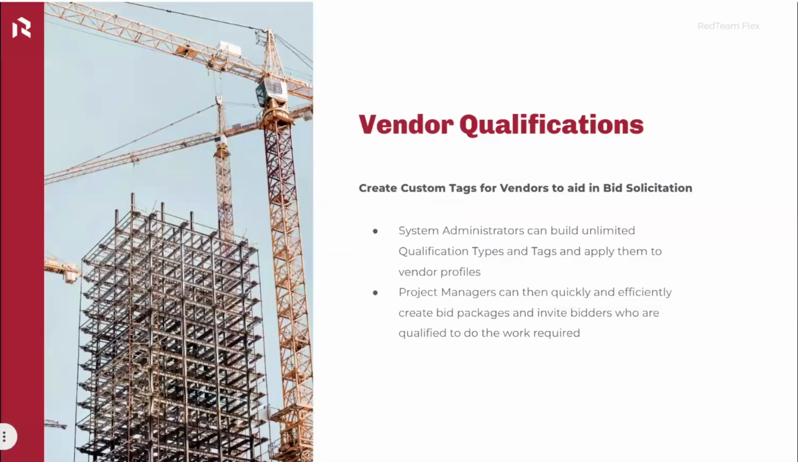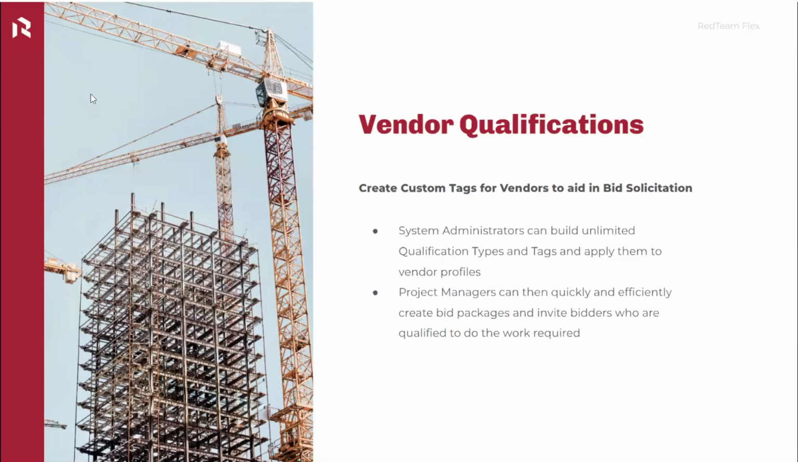So the first thing we're going to talk about today in RedTeam Flex is vendor qualifications. And I'm going to be bouncing back and forth today between the slide deck and our demo database over here, because I want to make sure I show you where these things are and how you can use them. Vendor qualifications is really the ability to create custom tags for your vendors, and it's supposed to help with bid solicitation. Now, not everybody sees that or uses that, right?